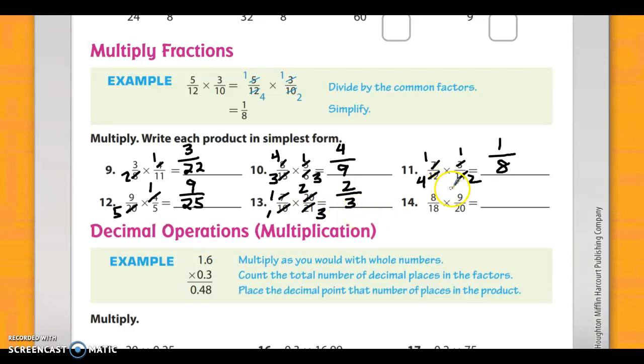And 8 and 20 share a factor of 4. 4 goes into 8 twice, and 4 goes into 20 5 times. 9 and 18 would simplify to 1 and 2. 2 times 1 is, I'm going to end up getting more simplifying here. Check this out. 2 times 1 is 2, over 5 times 2 is 10, and 2/10 simplifies to 1/5. And getting ready to move on.